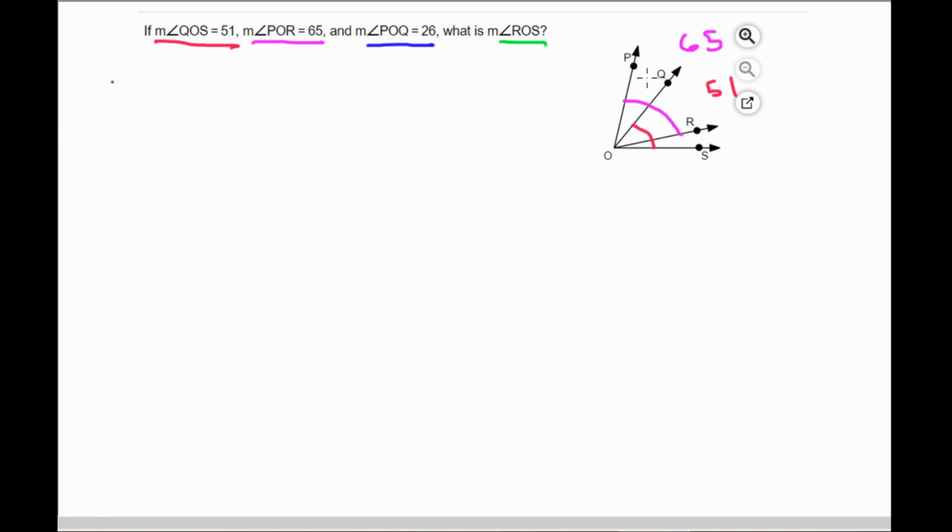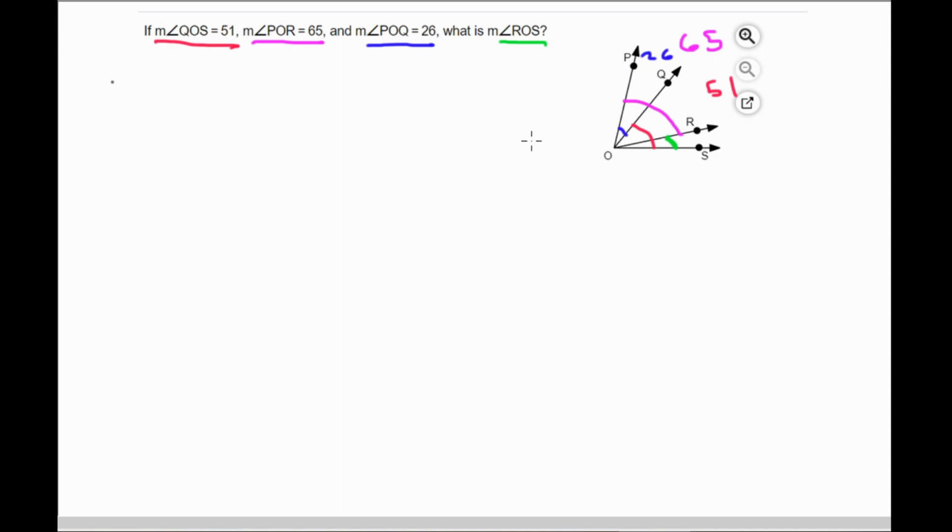And then I have in blue POQ is 26. So that is from here to here. We can put that a little closer to make it a little easier to see what I'm talking about. So P to O to Q, and that is 26. And we're looking for ROS, so let me put that in green. So we're going to start at R, go to O, go to S. So we want to know what is that angle right there in green.